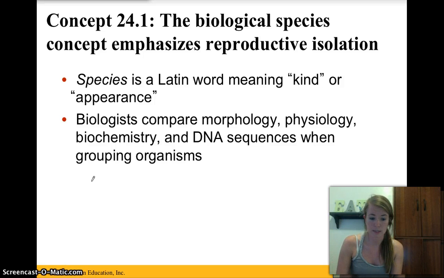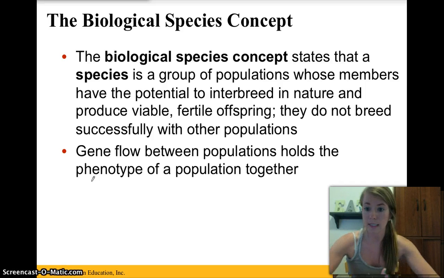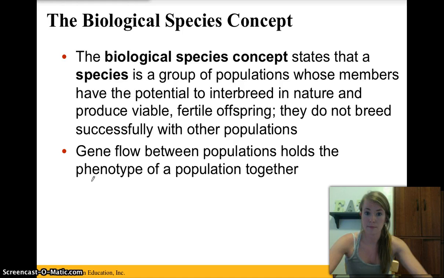Okay, so the first section is about the biological species concept, and this means that it's hard to define what a species is. There have been a bunch of different attempts to really define what a species is, and none of them are perfect, but the one that's most frequently relied on, and probably one that you're familiar with, is the biological species concept, which means that a species is a member of a population that can mate and reproduce only with themselves. So members of different species are not going to mate, or if they do, they're not going to be successful. So they don't breed successfully with other populations.